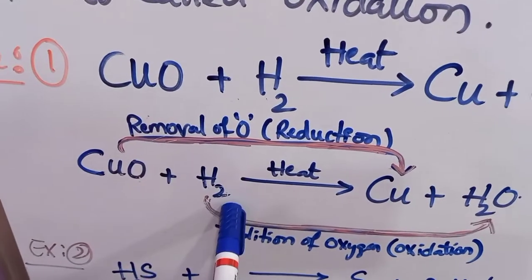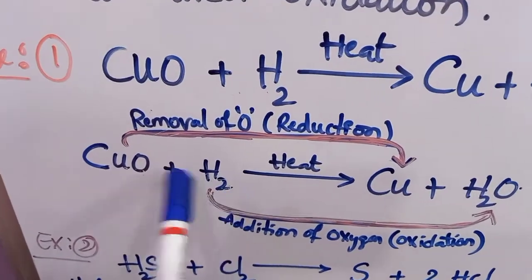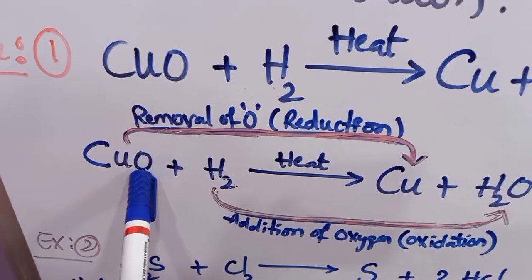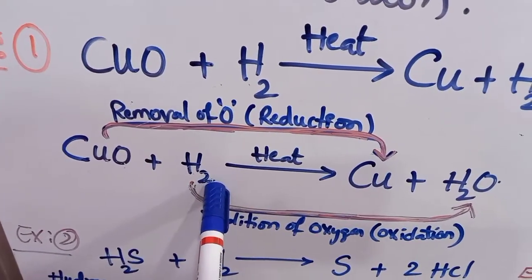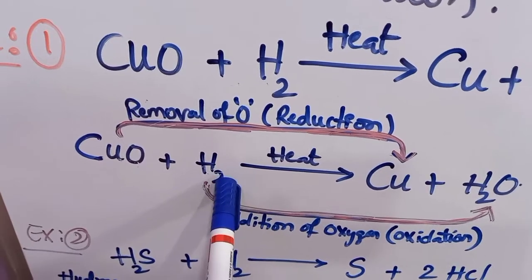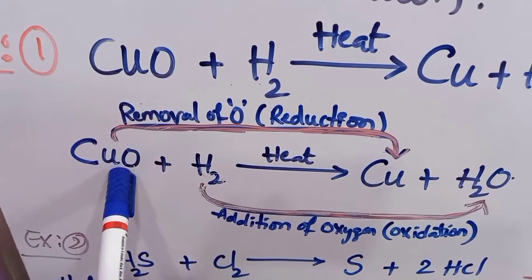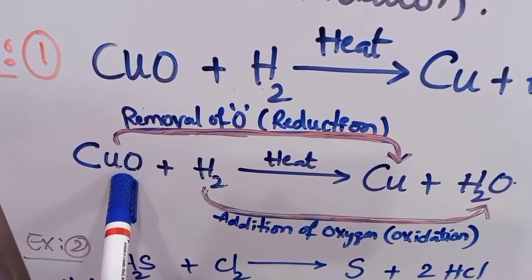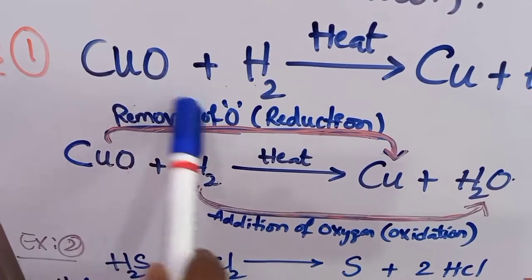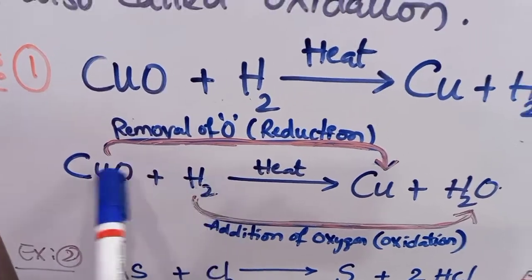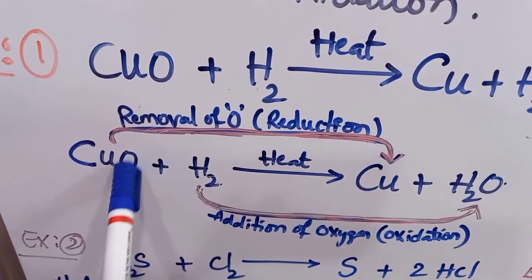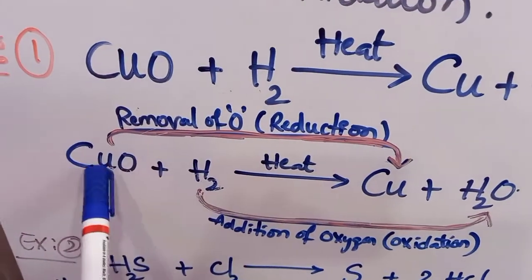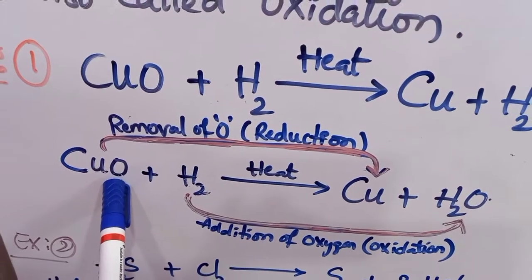It is helping hydrogen to undergo oxidation. Therefore, this CuO is called an oxidizing agent. This substance is itself undergoing reduction, and it is making the hydrogen molecule undergo oxidation. Hence, this CuO is said to be the oxidizing agent.